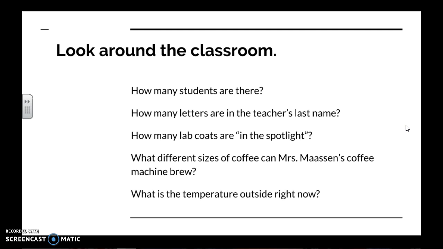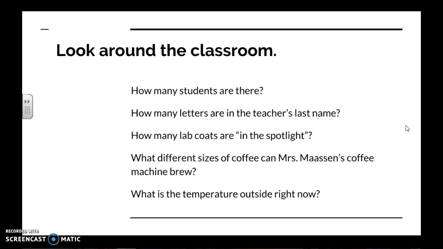What different sizes of coffee can Mrs. Mawson's coffee machine brew? So to find this one, you're going to have to pause your video, get up, and go walk back by my coffee machine. There are 2 different sizes that my coffee machine can brew, and you'll look kind of on the right side of it.